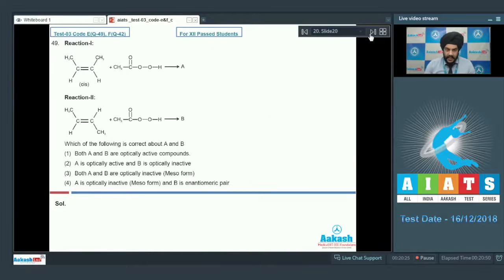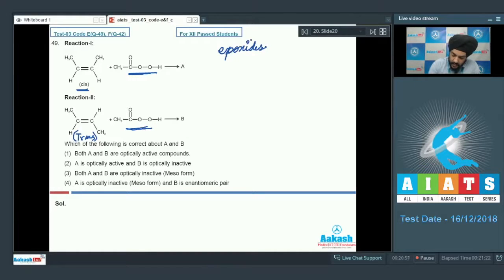Question number 49. So we have butenes. In reaction 1, the cis form of the butene is allowed to react. In the second reaction, the trans form of butene is allowed to react. So the reagent is the same in both cases. It is peroxyacetic acid in both the cases. So students, we know that the peroxy acids on reaction with alkenes lead to formation of epoxides or oxiranes.